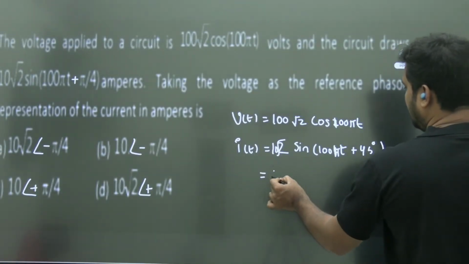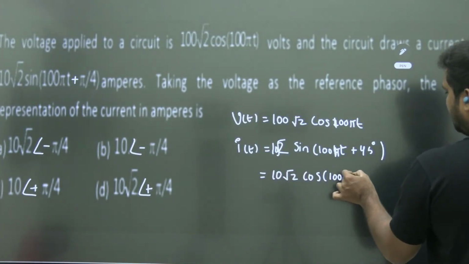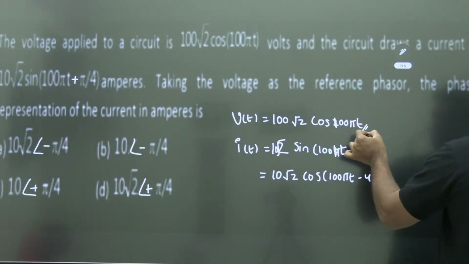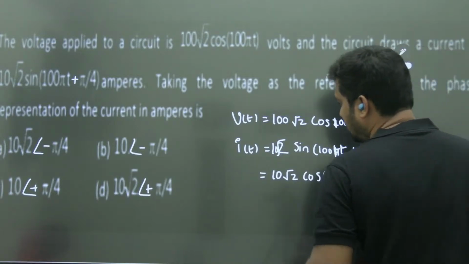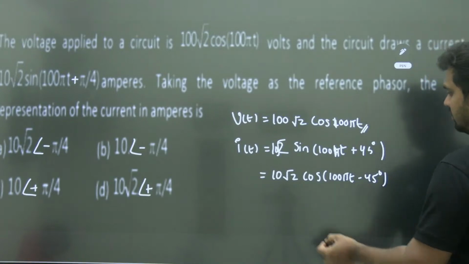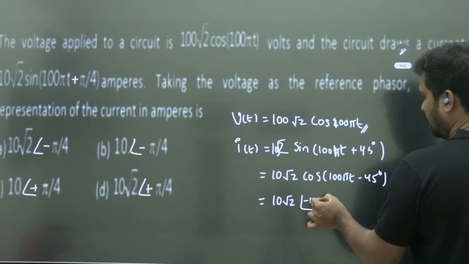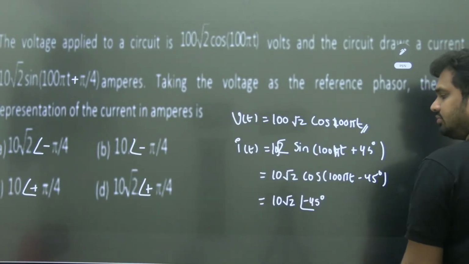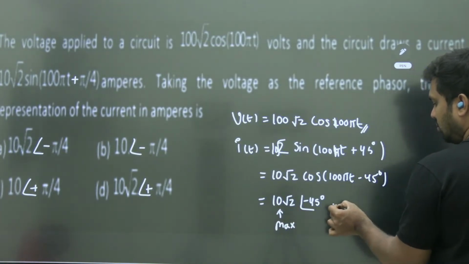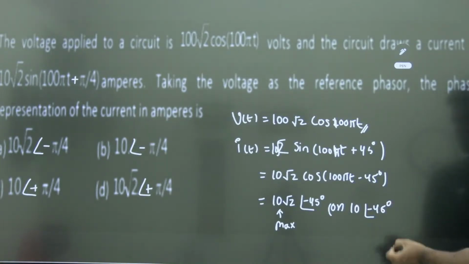So this will be 10 root 2 cos 100 pi t minus 45 degrees now, because if you subtract 90, because your reference is in cos, you should take cos only, don't directly take plus 45 degrees. Okay. Now this can be written as 10 root 2 angle 45 degrees. Or if you take the maximum value into consideration, you can also represent this as 10 angle minus 45 degrees.